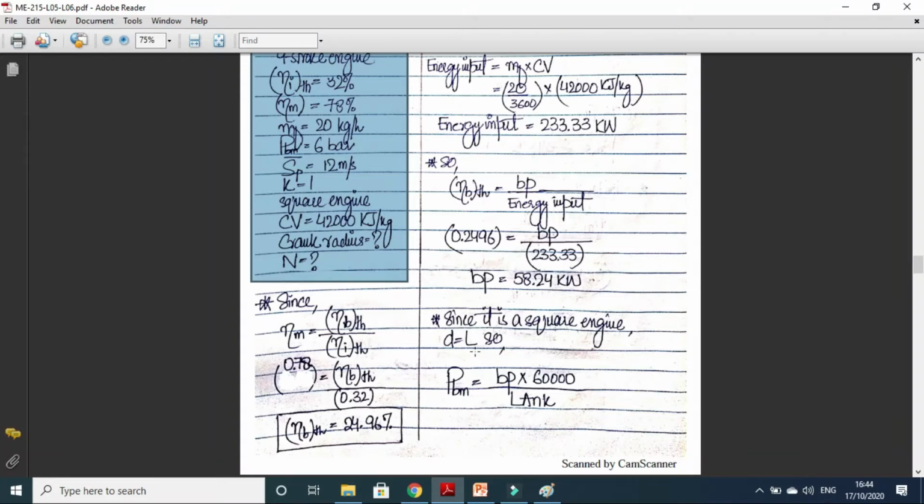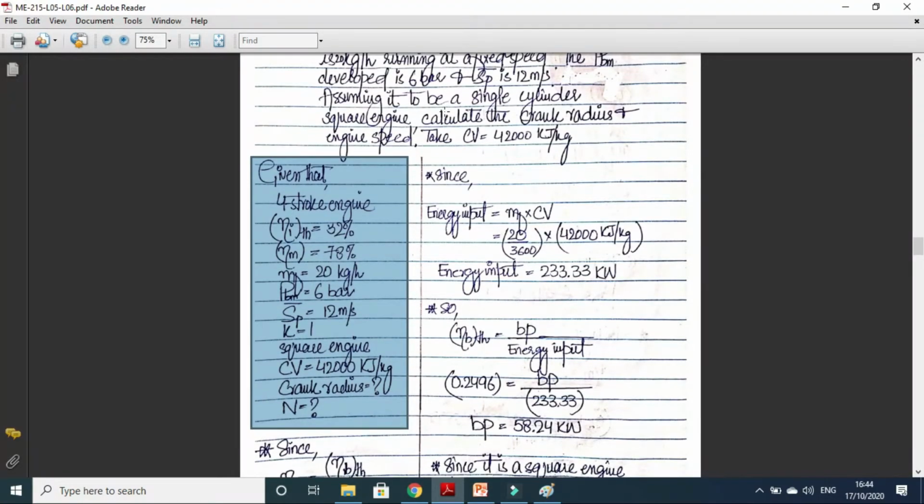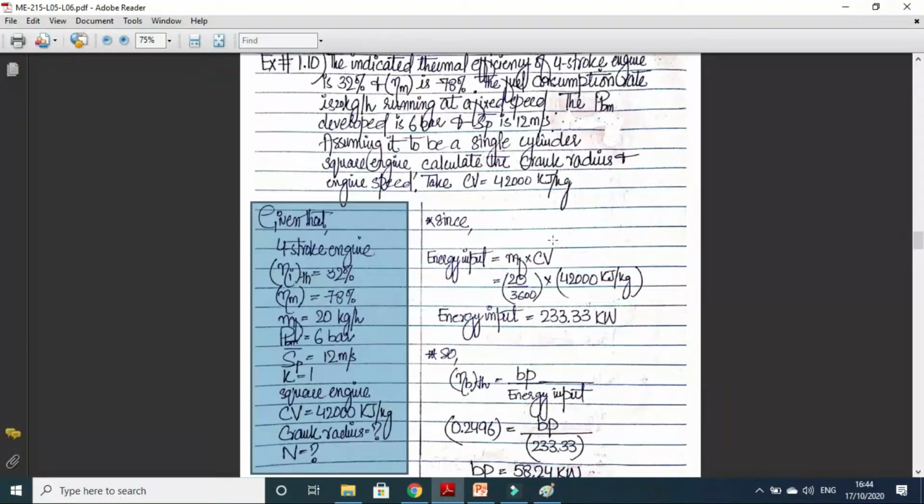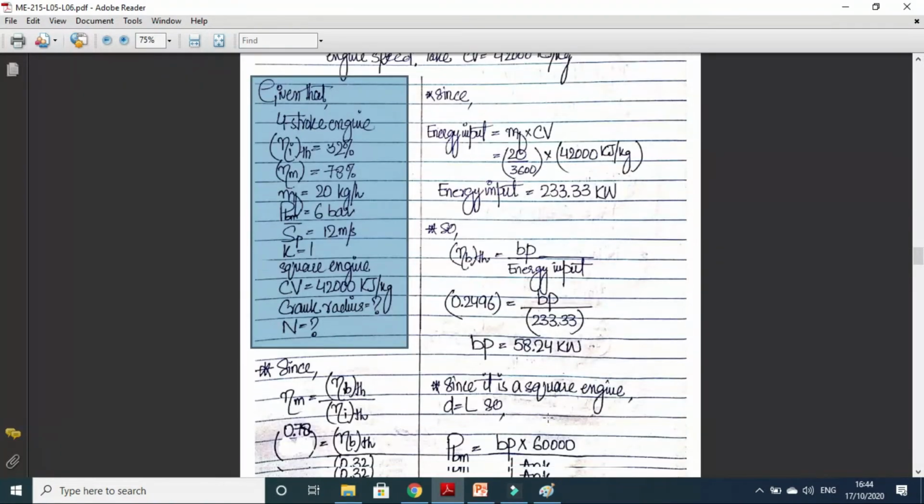So since it is a square engine, we can take D is equal to L. Now we have found the brake power, so we can use this formula, because brake mean effective pressure is given. Brake power we just determined, L is unknown, A is the bore area. A will be pi by 4 D square. So we can represent D in terms of L because D is equal to L. N is capital N divided by 2 because it is a 4-stroke engine.